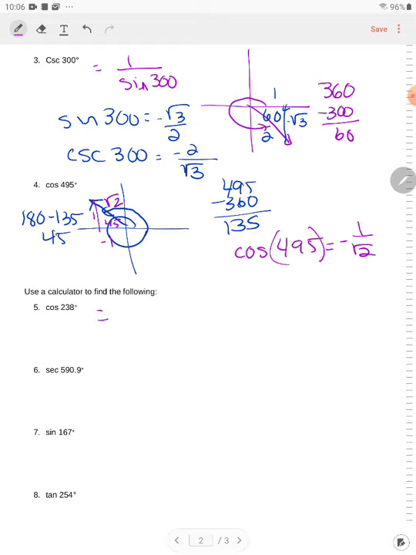If I do cosine of 238, I get negative 0.5299. Normally we round to 4 decimal places. That's what we're going to do. Now, secant's a little bit tricky. We're going to do 1 over cosine of 590.9.